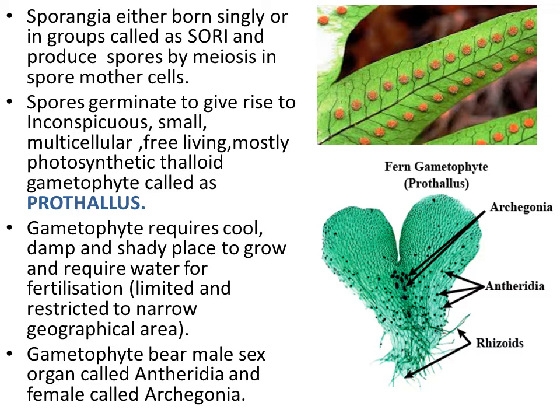Now these haploid spores will germinate to give rise to the small, inconspicuous, multicellular, free-living, mostly photosynthetic thalloid gametophyte. See, these haploid spores will germinate and form the prothallus. You can see in the second picture, this is the prothallus, which is the thalloid gametophyte. This is the only thallus structure in the life cycle, that is the thalloid gametophyte.